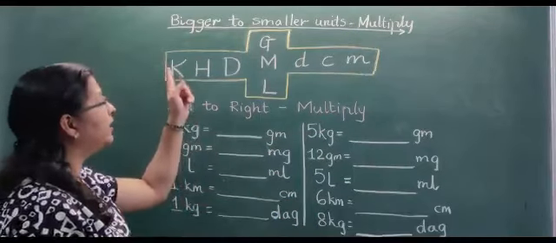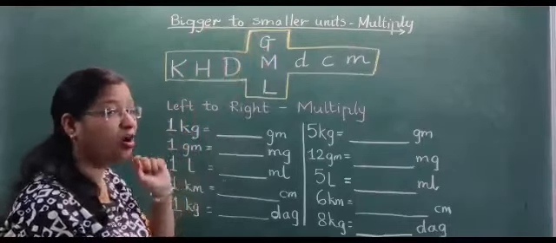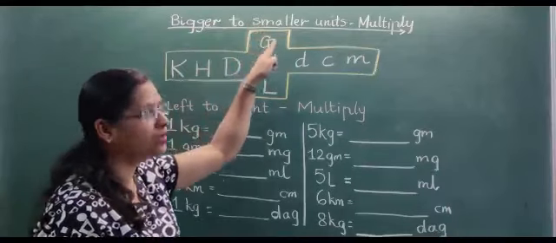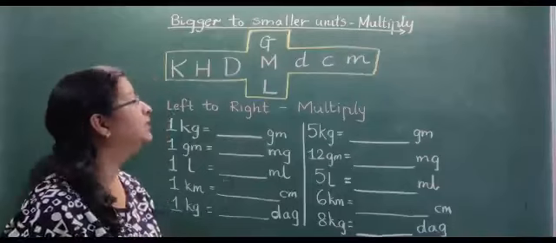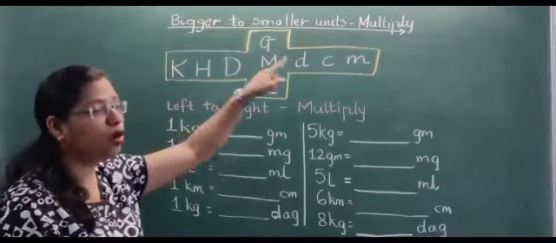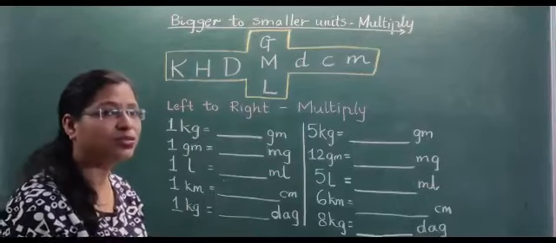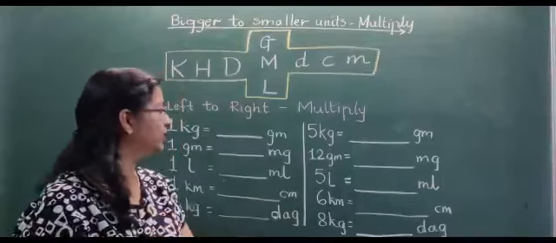When you will be moving from kilogram to gram, just check how many places you will move to the right. 1, 2, 3. So you will have to multiply by 1000. If you are moving 4 places to the right, you will multiply by 10,000 and so on. I'm sure you have understood this.